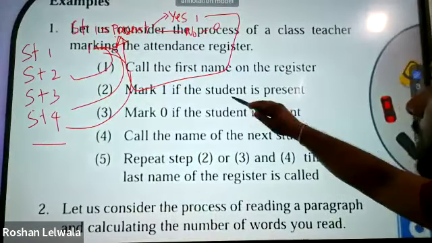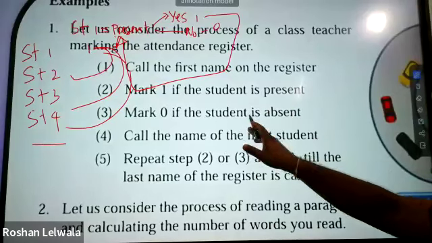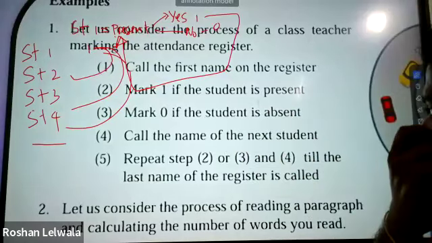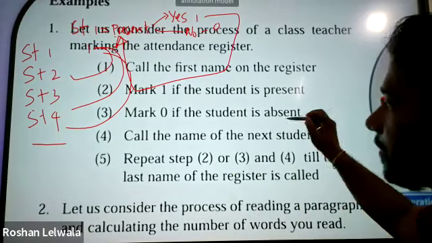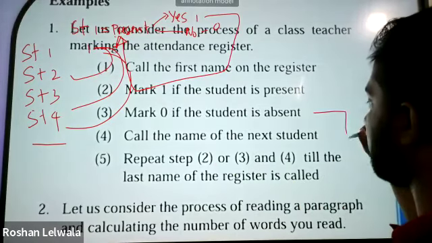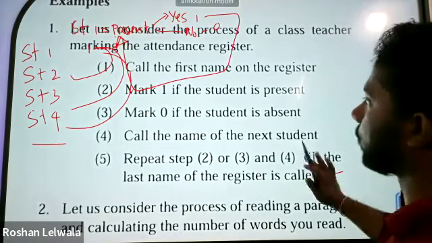Call the first name on the register. Mark 1 if the student is present. Mark 0 if the student is absent. Call the name of the next student. Repeat the step 2, 3 and 4. එතන මේක තමයි අපි repeat වෙන්නේ. This one is repeating, this one is repeating.